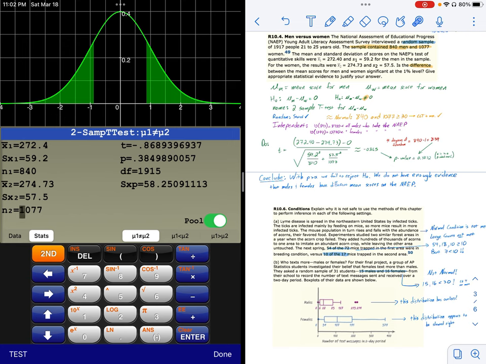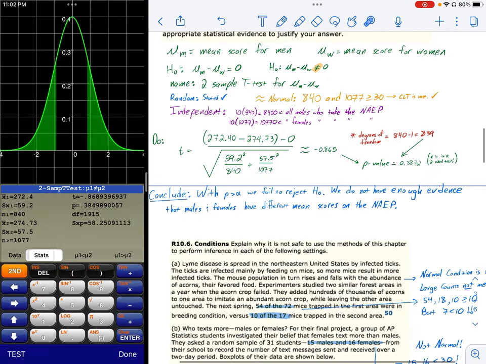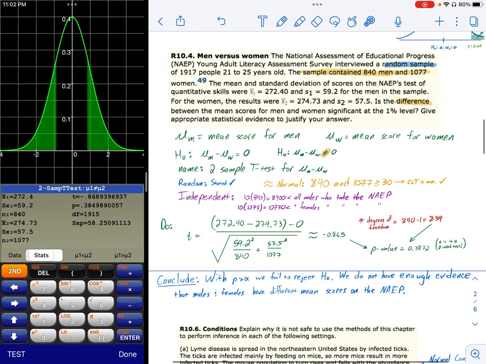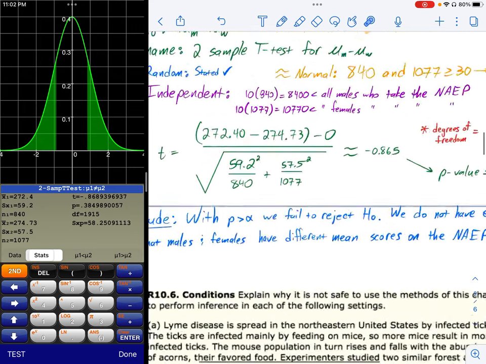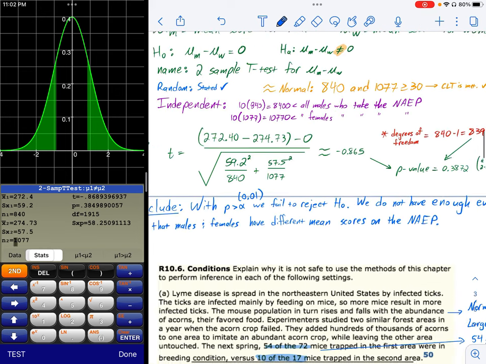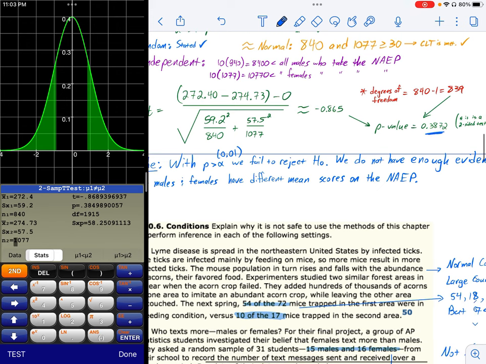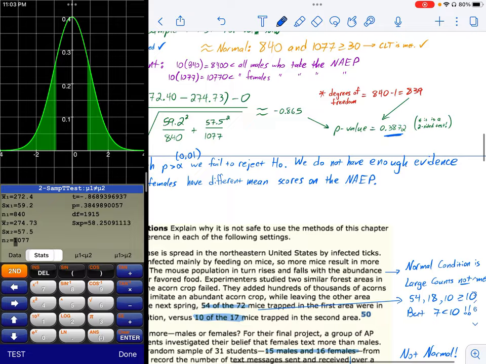So the p-value is pretty big no matter what. It may not fully impact your conclusion, but p is bigger than alpha, because what was alpha again? It said the 1% level. So alpha is 0.01, and we've got like 0.38 going on right here. So we fail to reject the null when that happens, okay?